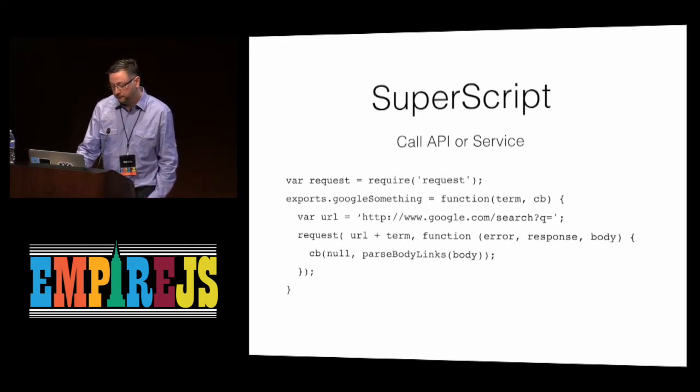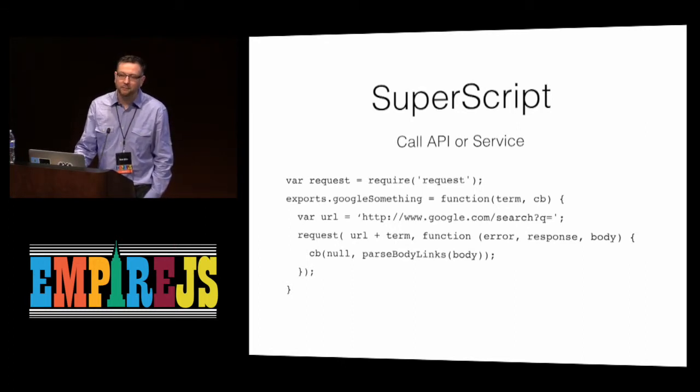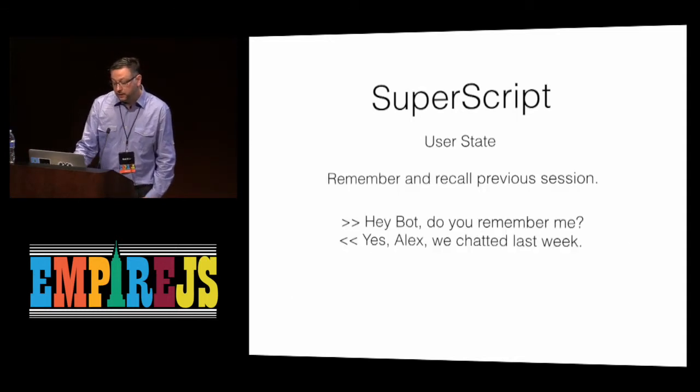Parse body links here isn't defined, but essentially you don't want to return the entire Google results page. So I'm just imagining this would return something that would make sense to the user. And we also keep user state. So this is kind of where we differentiate a little bit. Like I mentioned before, the system knows who you are, and it's able to keep track of that, providing that you pass in a token and identify the user.